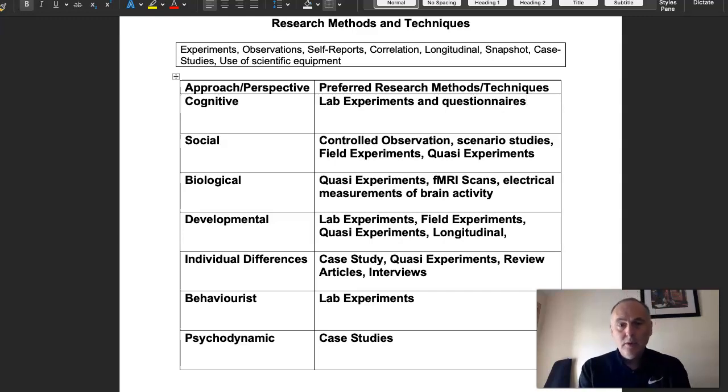Hello and welcome to this screencast on comparing approaches and perspectives in psychology. So this is OCR A-level psychology. You need to be doing this with regards to the booklet, which is called Comparing Approaches and Perspectives. And you'll notice in the booklet that it has quite a few pages there.